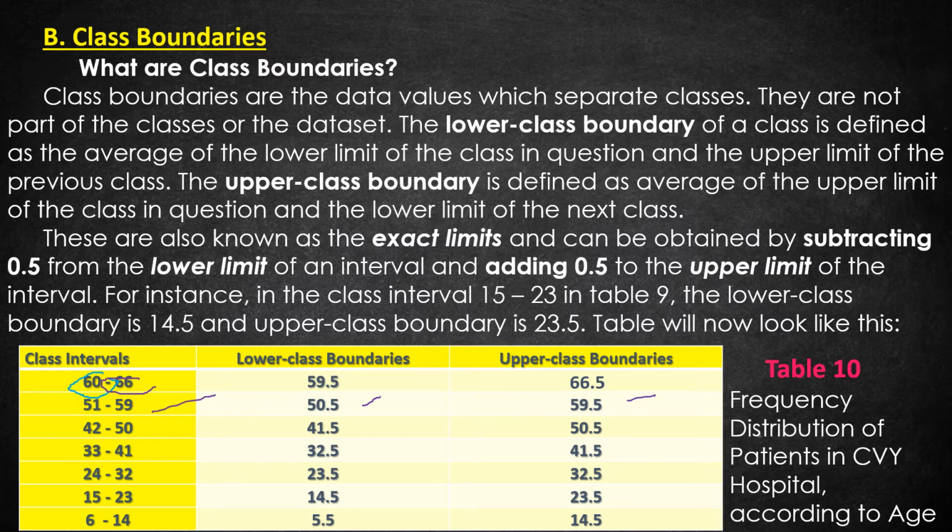Up to 6, that is 5.5, minus 0.5, of course. Then 14.5 for 14, that is plus 0.5. Again, lower class boundaries are the lower limit minus 0.5, and upper class boundaries are the upper limit plus 0.5.